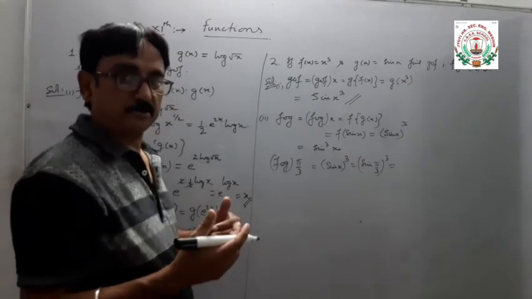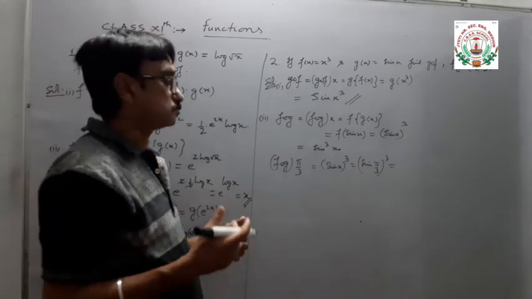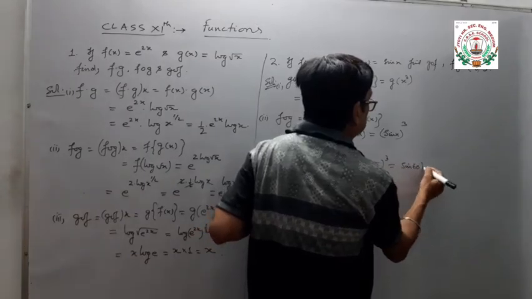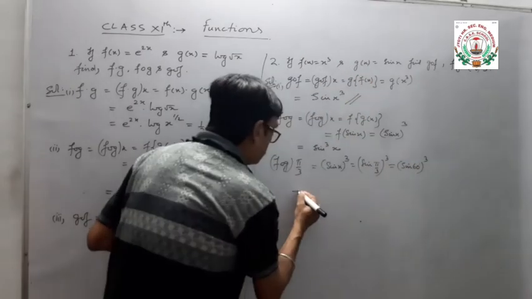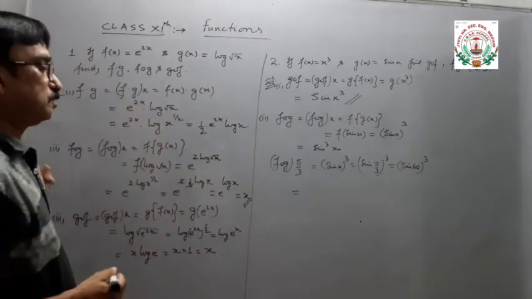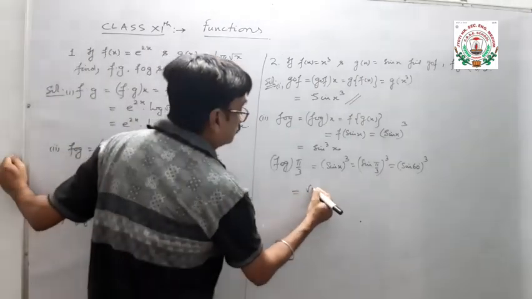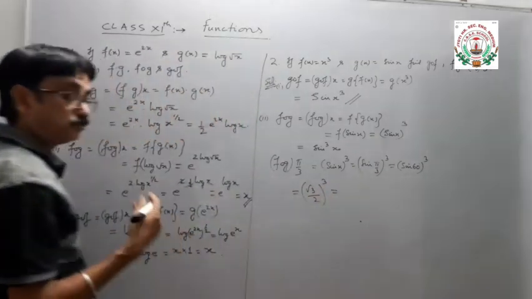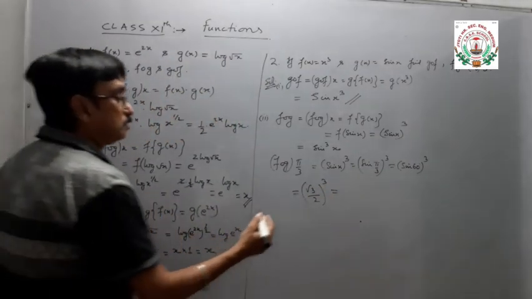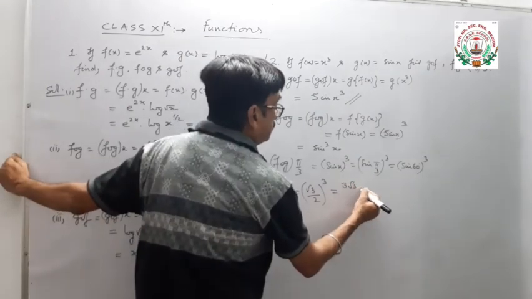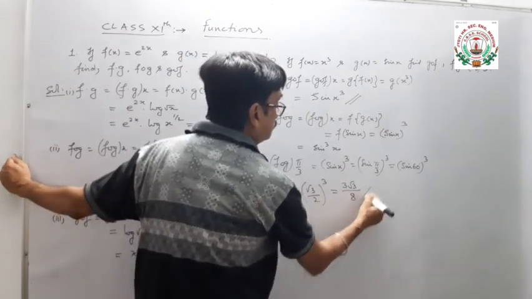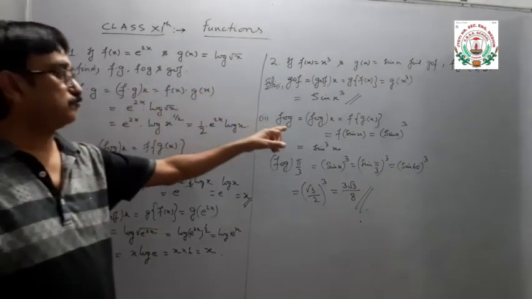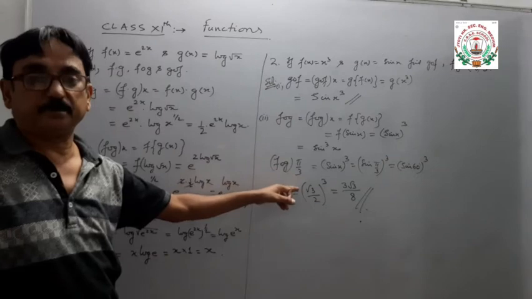Pi, you consider now in trigonometry, is 180 degree. So 180 divided by 3, 60 degree, sin 60. And last time you have already studied that the sin 60 value is root 3 by 2. Root 3 by 2 the whole cube. Root 3 cubed, root 3 into root 3 into root 3 will become 3 root 3, and 2 cubed, 2 into 2 into 2, 8. So that is our value for g operation f, f operation g and f operation g pi by 3.